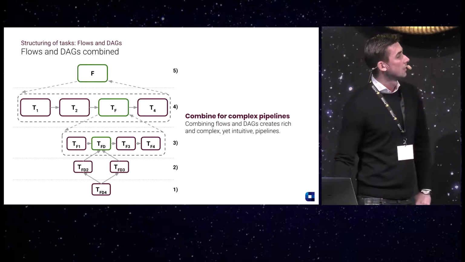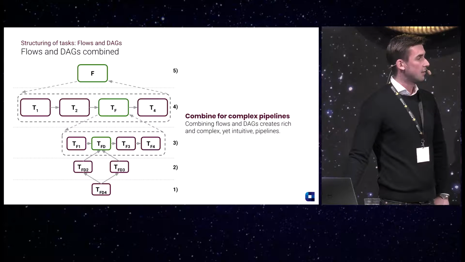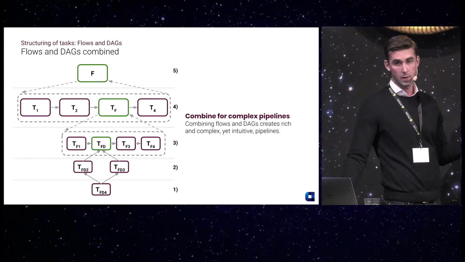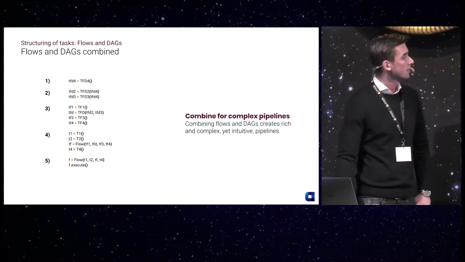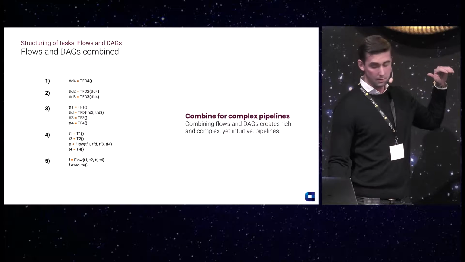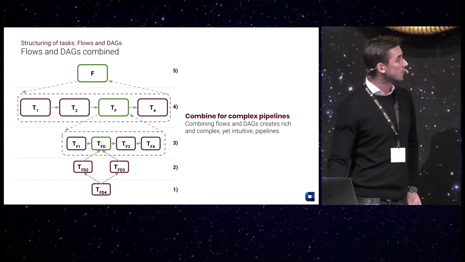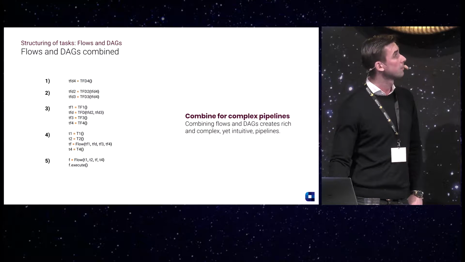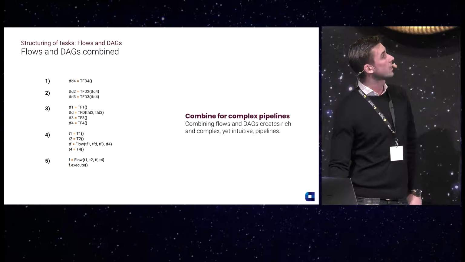So if we split this in 5 panes, we can see how we would implement this in this naive way. In the bottom here, we have TFD4, which we denote by number 1. And in the code, we just create TFD4.